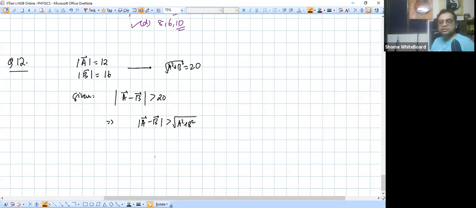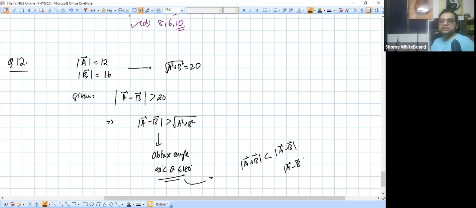So that means it's an obtuse angle. Theta is greater than 90, less than or equal to 180 degrees. And the condition for that is, when theta is obtuse, A plus B becomes less than A minus B, because A minus B is greater than root of A square plus B square, and A plus B is the smaller diagonal.